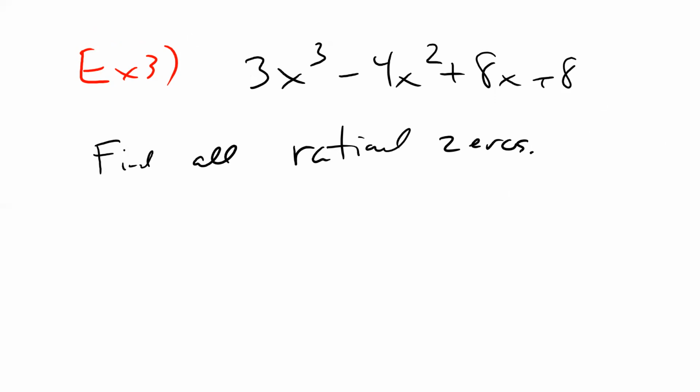But which side is P and Q again? Is P the one on the top? P is the one on the top, that's the last number. Q is the coefficient of the lead. Awesome. Okay. Perfect. So this guy here.